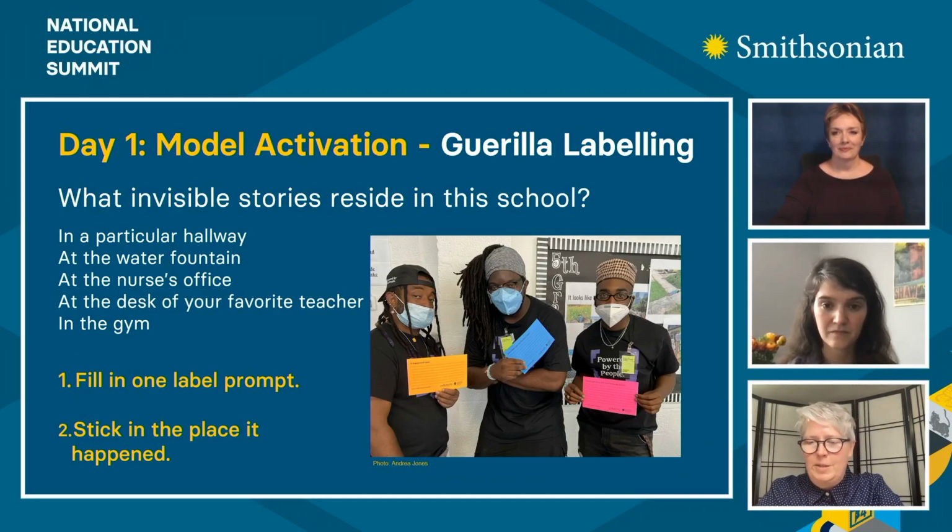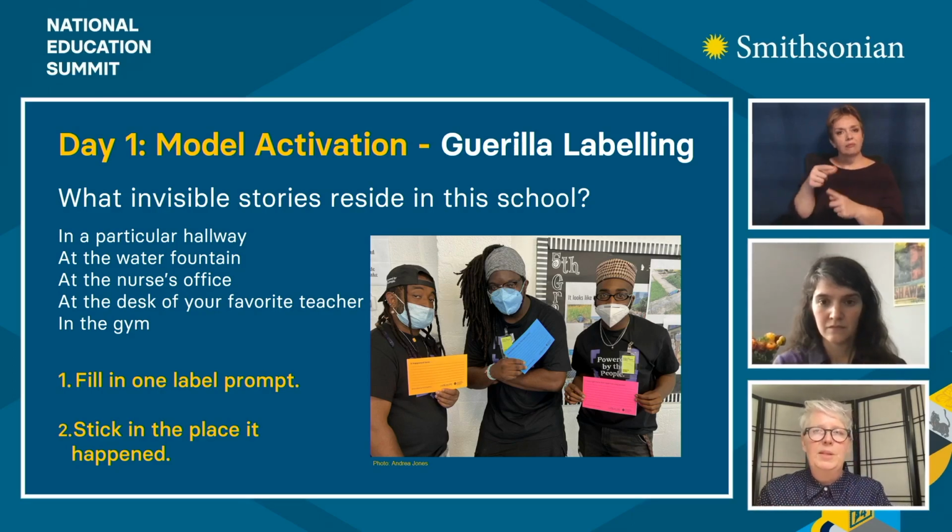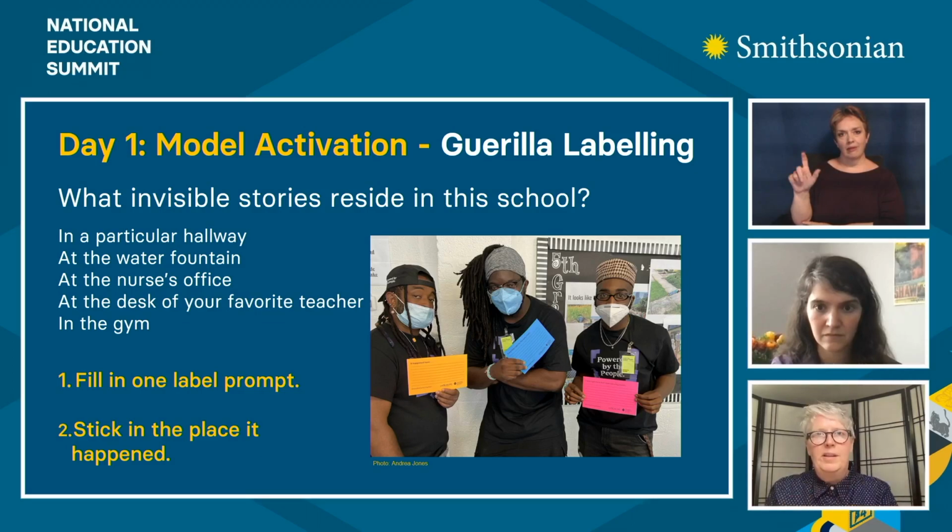So we talked earlier about the concept of guerrilla labeling, and the couch example was a good one. So in applying that to the school itself, we wanted to look at what invisible stories reside in this school, in a particular hallway, at a water fountain, in the nurse's office. I mean, full-on drama is happening, right? Kids' lives are unfolding, and they're so relatable, right? And so we created these labels that are kind of pre-made. The orange one had a certain prompt, and the blue one had a different prompt, and the pink one.